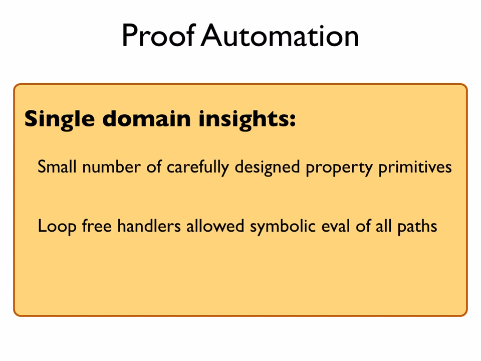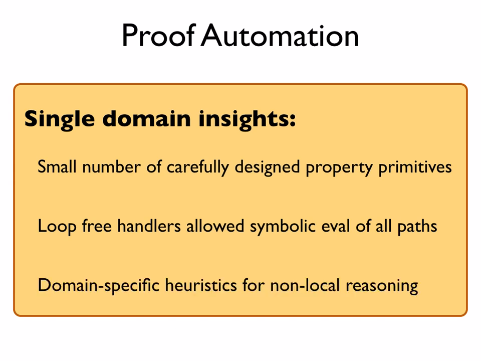And finally, you may have noticed that the property I showed, cookie integrity, was a relatively simple property that required reasoning about only a single handler. However, our automation is more sophisticated. Our automation can actually reason about sequences of handlers. And in order to enable this non-local reasoning, we identified certain common programming idioms in the domain of reactive systems, such as guarding access to a critical resource using some global variable, and we use these idioms to implement certain heuristics in the automation to enable non-local reasoning.